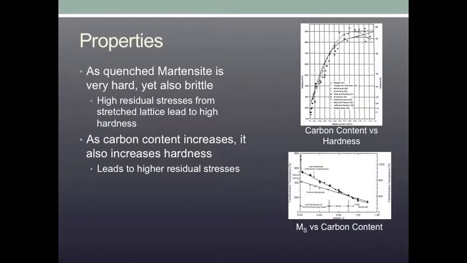Martensite in the as-quenched state is a very hard material. This is due to the strains put on from the carbon atoms in the interstitial sites. This strain is what causes the loss of ductility, which leads to the brittleness of the structure.